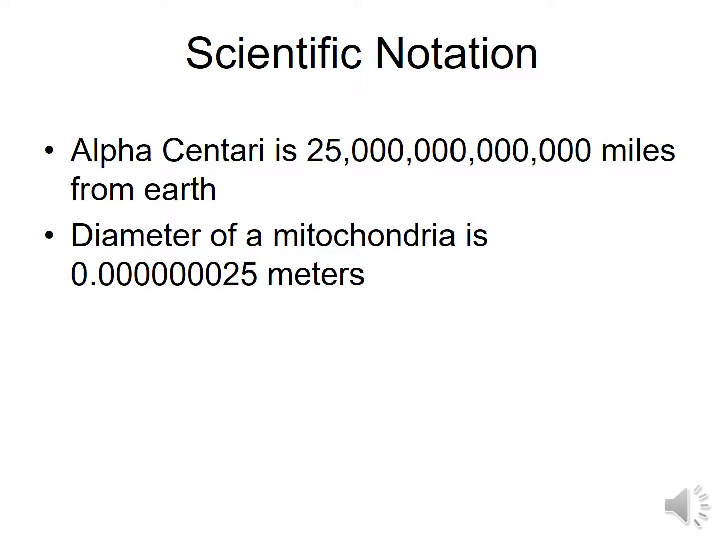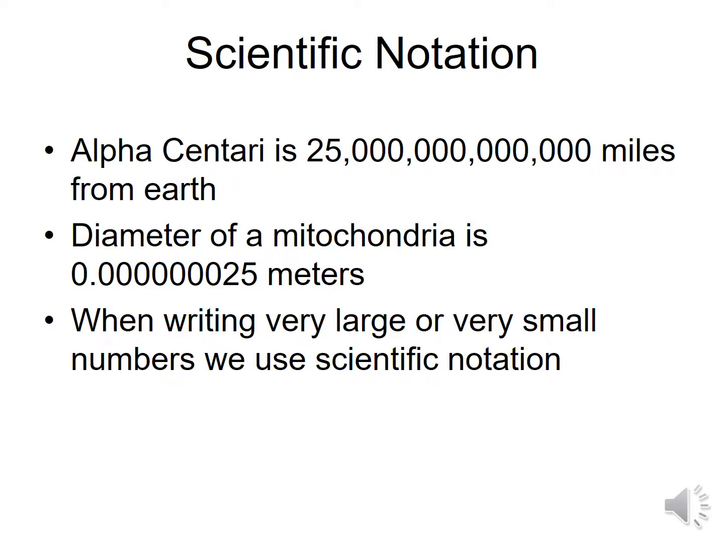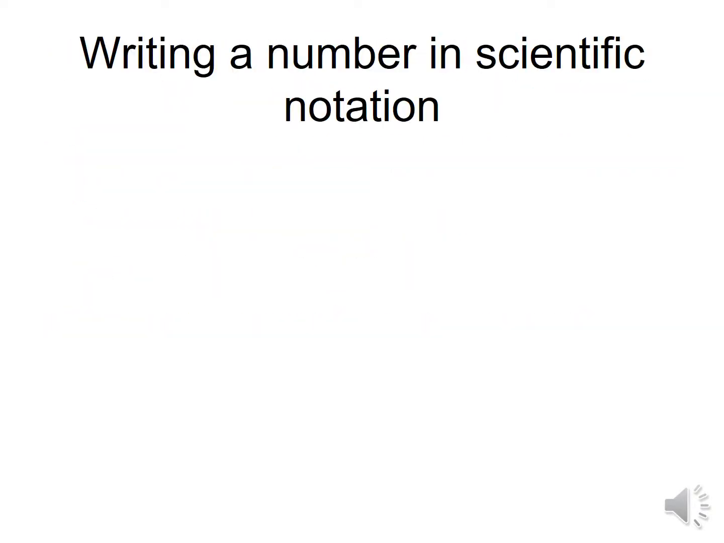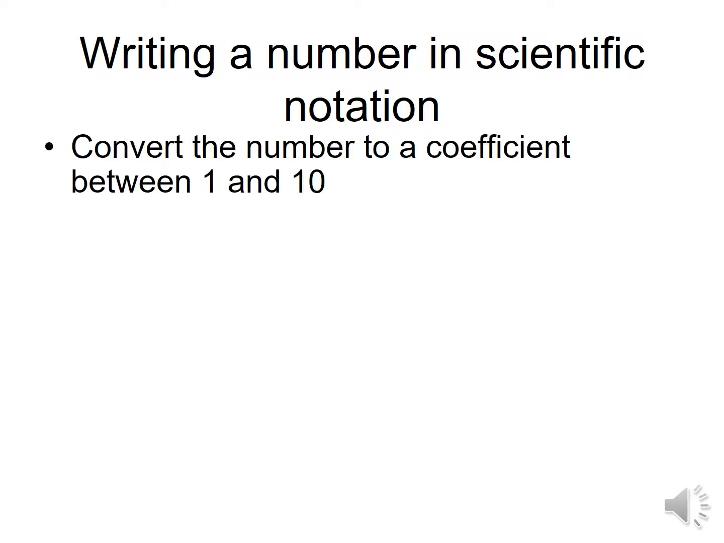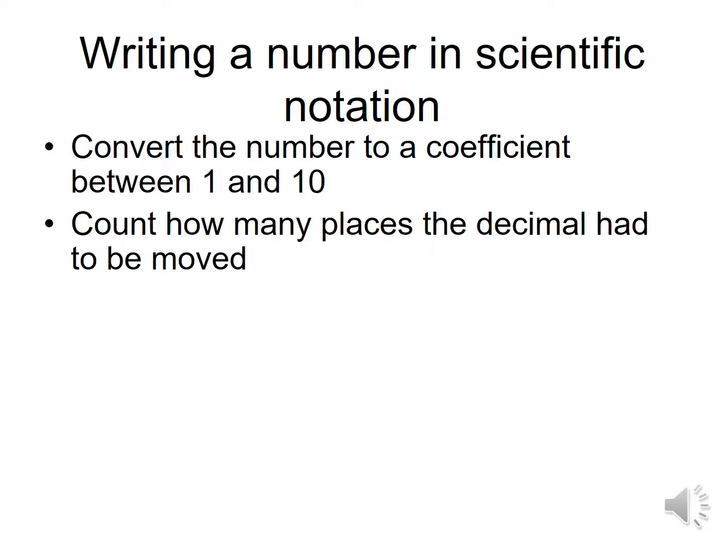Moving the decimal to the right: 1, 2, 3, 4, 5, 6, 7, 8. 2.5 times 10 to the minus 8. So to write a number in scientific notation, we want to convert the number to a coefficient between 1 and 10. So that's important. You don't want 25 times 10 to the 12th. You want 2.5 times 10 to the 13th.